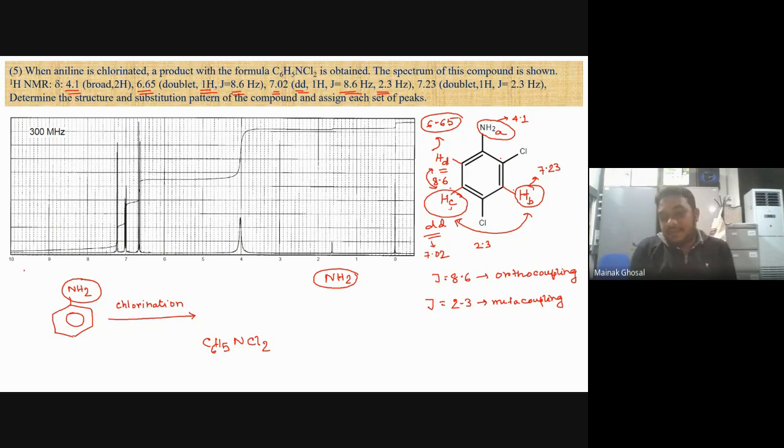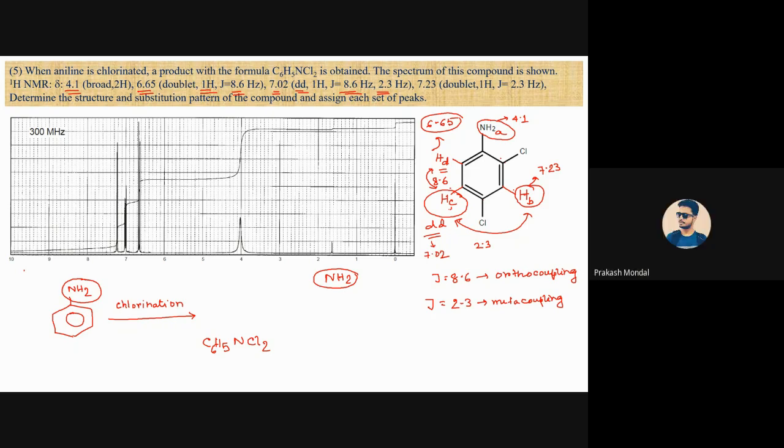The coupling constant actually gives you a lot of information. Whether this is ortho-oriented, para-oriented or meta-oriented, you can easily get it from the coupling constant. Yes, sir, all this confirms this. Can I have a question, sir? Yeah, sure.